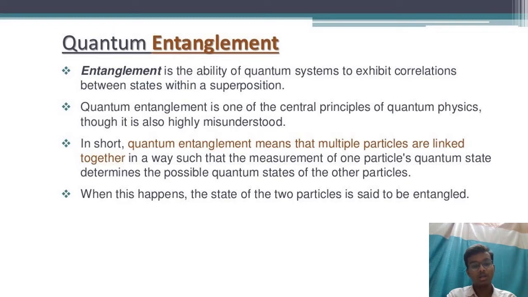In short, quantum entanglement means that multiple particles are linked together in a way such that the measurement of one particle's quantum state determines the possible quantum states of the other particles. When this happens, the state of the two particles is said to be entangled.